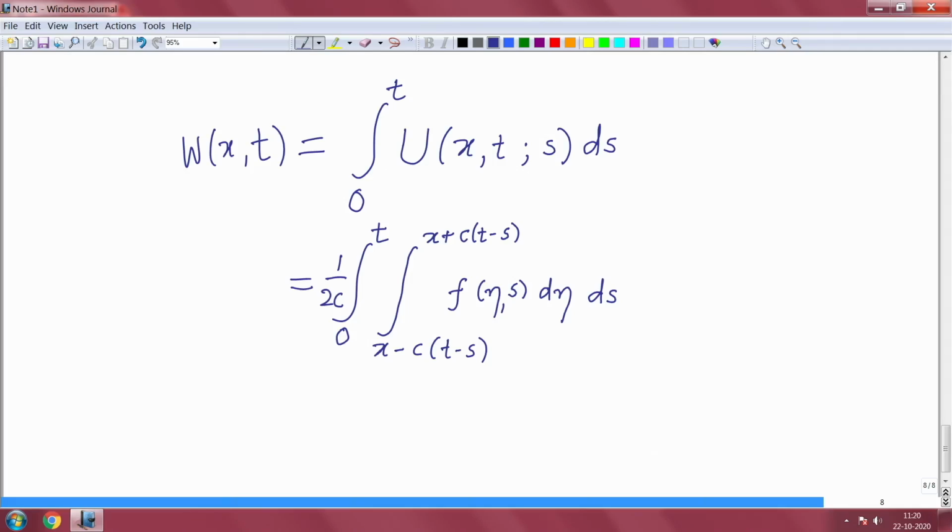So, this is nothing but double integration over the characteristic triangle. So, let me write what that is. I will just show you that.